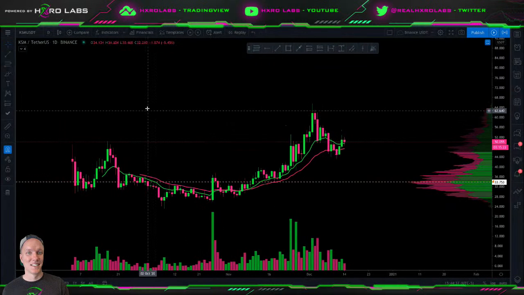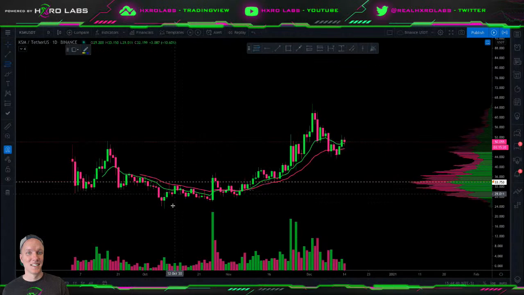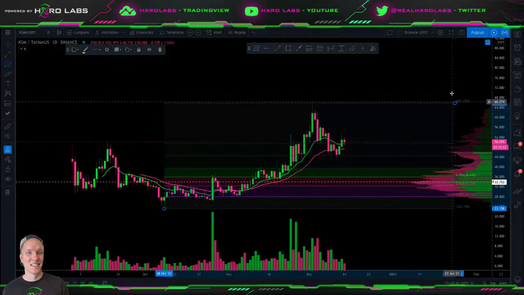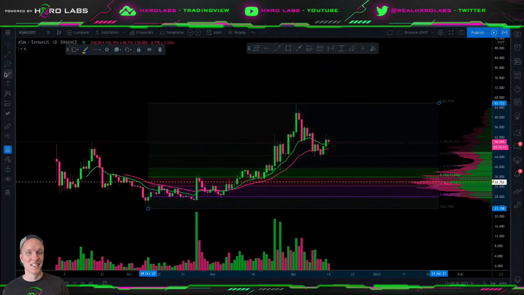Kusama just looks great. This thing's trending up. It's so strong. And this is versus USD. It doesn't really seem to give a shit what's going on in the market. It's just doing well.